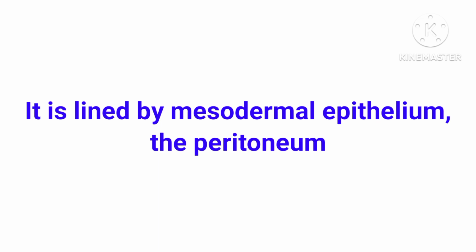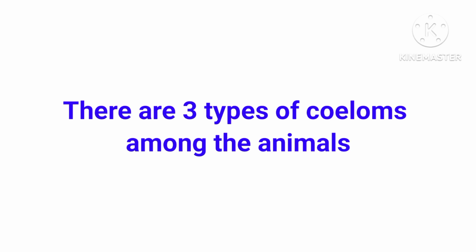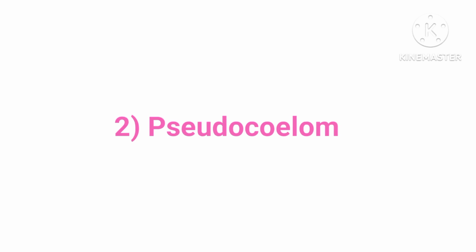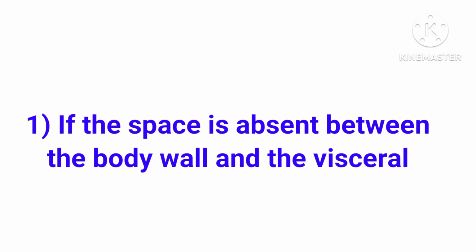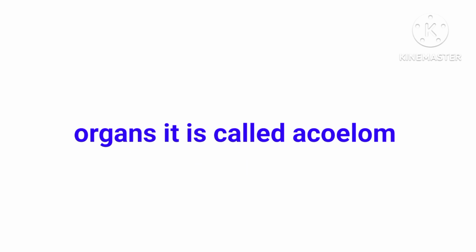It is lined by which epithelium? Mesodermal epithelium, the peritoneum. There are three types of coeloms among the animals. First is acoelom, second is pseudocoelom, third is eucoelom. First is acoelom. If the space is absent between the body wall and the visceral organs, it is called acoelom.